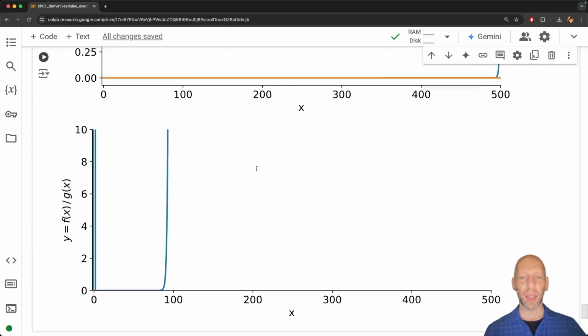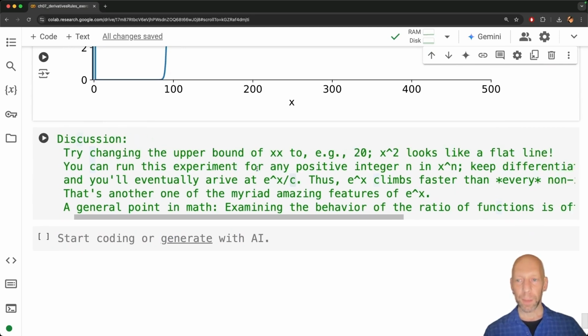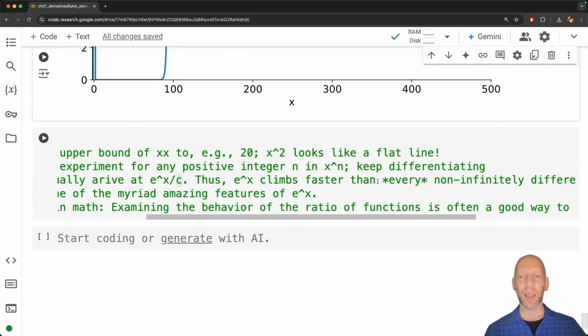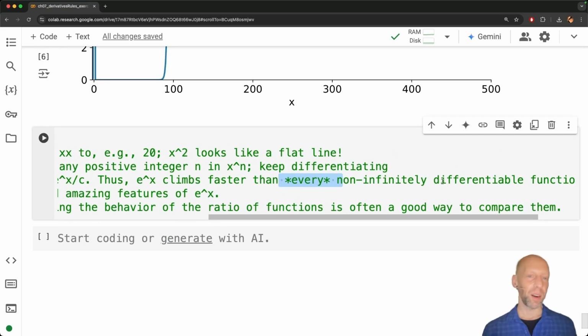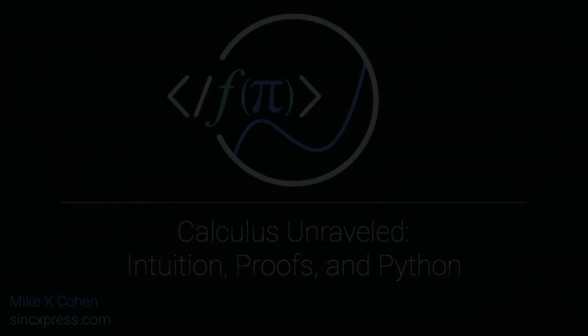And in fact, we can draw a conclusion here, which is that e to the x climbs faster than not every function. There are other functions that climb to infinity faster than e to the x. For example, e to the x squared will grow to infinity faster than e to the x. But e to the x will climb faster than any function that is non-infinitely differentiable. So any function that you can keep differentiating and eventually get to a constant, e to the x will climb to infinity faster than that function.